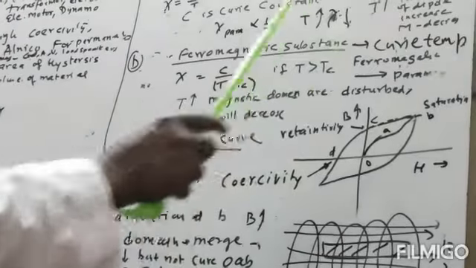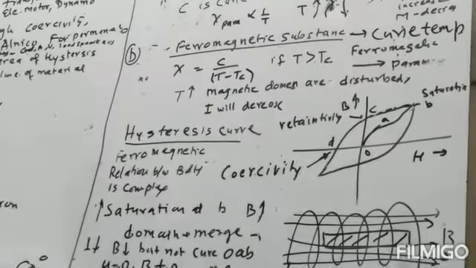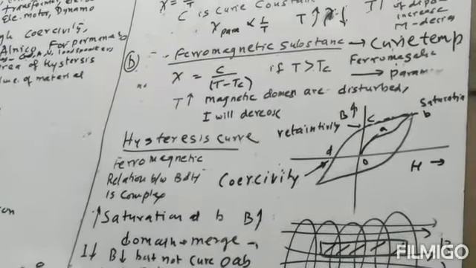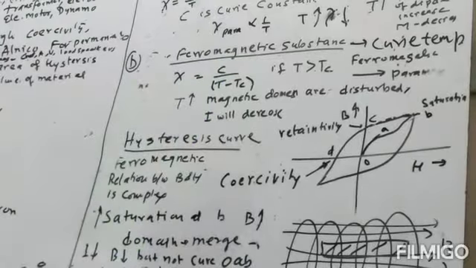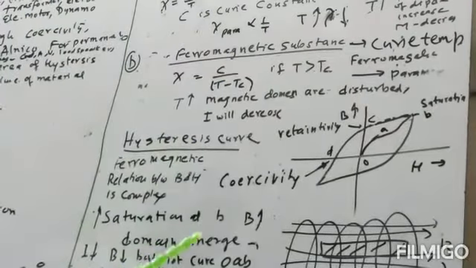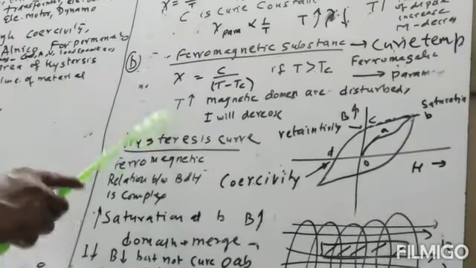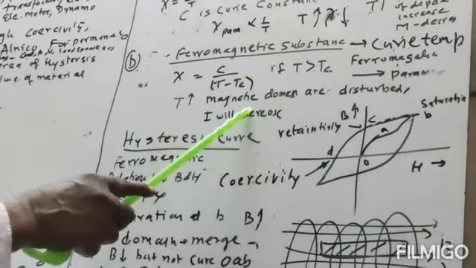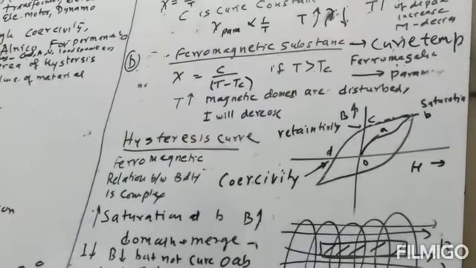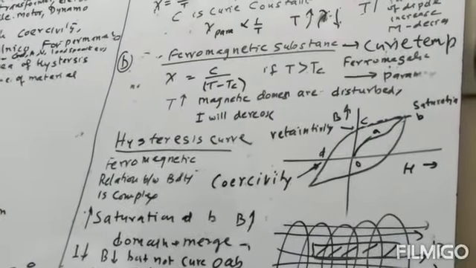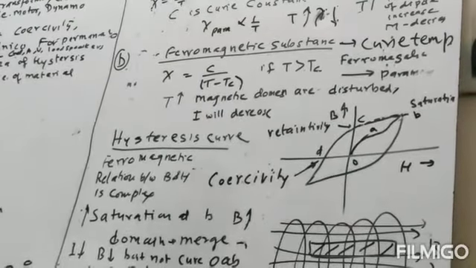And here Tc is the Curie temperature. Curie temperature is that temperature at which the ferromagnetic substance is converted into paramagnetic substance. So as T increases, here also chi will decrease. So this is about the Curie temperature and Curie law for paramagnetic substance and ferromagnetic substance.